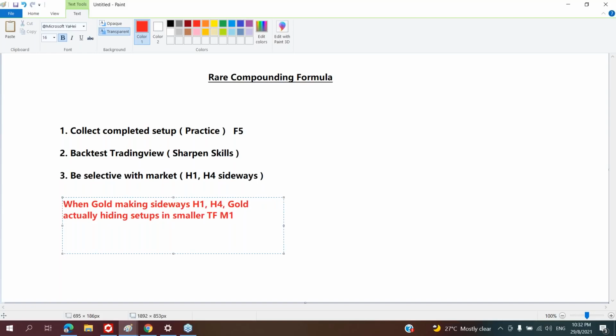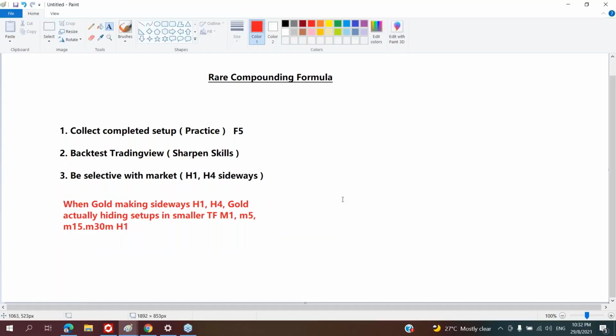I don't really trade M1, M5, okay, M15, M30, and H1. Yeah. Okay, so that's why I suggest sideways in H4, not in daily. I don't really recommend daily, but I meant the H4, H1 sideways. Okay.